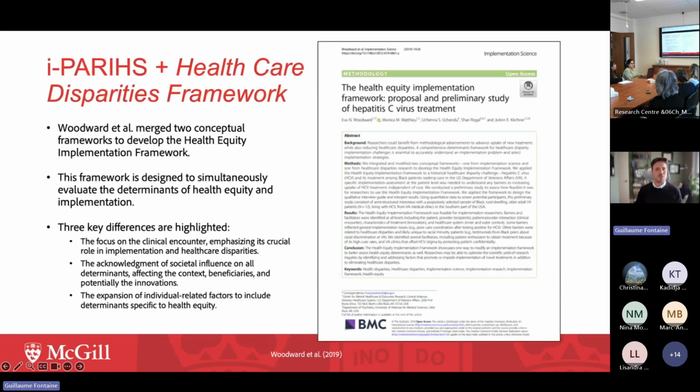There's also another determinants framework, used to look at barriers and facilitators, that was adapted to include a healthcare disparities framework as well. This one was applied in the context of hepatitis C virus treatment to make sure that, in addition to looking at barriers and facilitators, we also gather additional information on those health disparities at the same time.